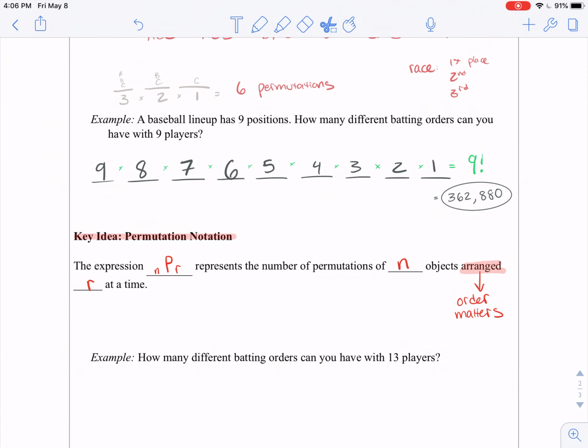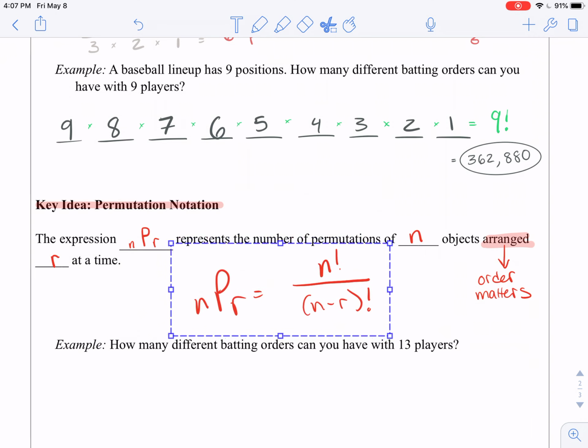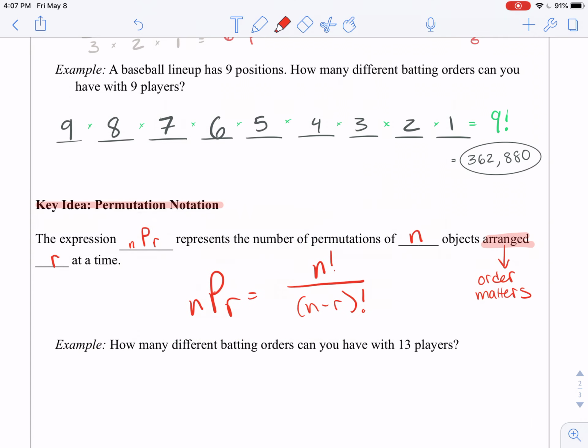Just like in the race, it depends on who comes in first place, second, or third. And to calculate nPr, that's equal to n factorial divided by (n minus r) factorial. That's one of our key ideas of the day. So you will want to memorize this, put it on a note card, love it forever. To find a permutation of r objects from n objects, that's n pick r, n factorial over (n minus r) factorial.